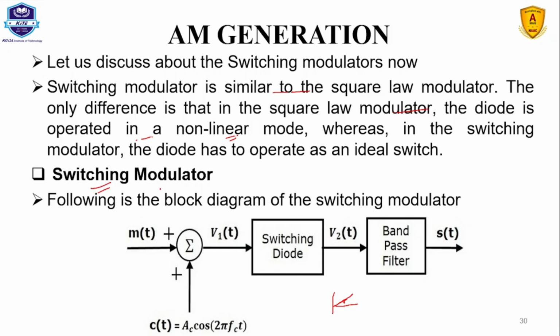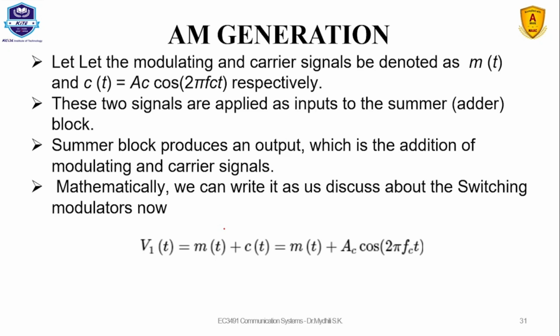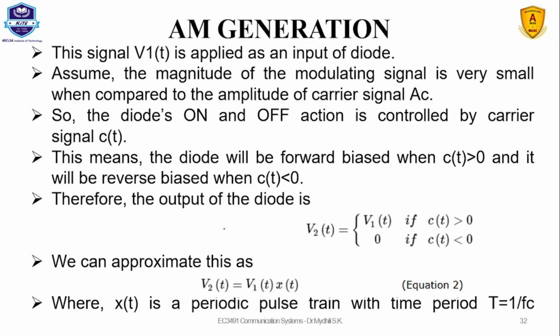Switching means it switches from a low level to a high level or from a high level to a low level. The same concept of message signal and carrier signal is given to the summer, and it produces an output Vm of t. Finally, the unwanted signal produced at the diode output is removed, giving the amplitude modulated signal. This is the same concept as the diode modulation in the previous square law modulation. Here also we are explaining with respect to the diode condition.